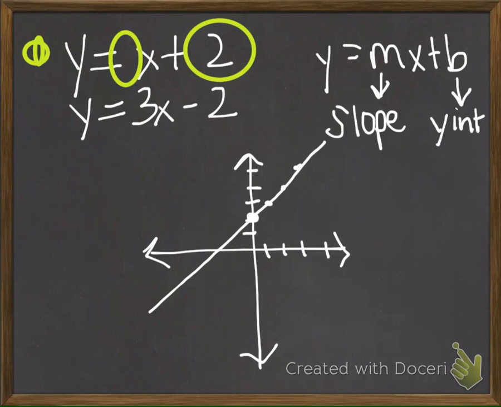And now we're going to do our second one. So we have y equals 3x minus 2. The negative 2 is our y-intercept. Okay? So now we're looking right here. That -2 right there is our y-intercept. So we put a dot on -2.